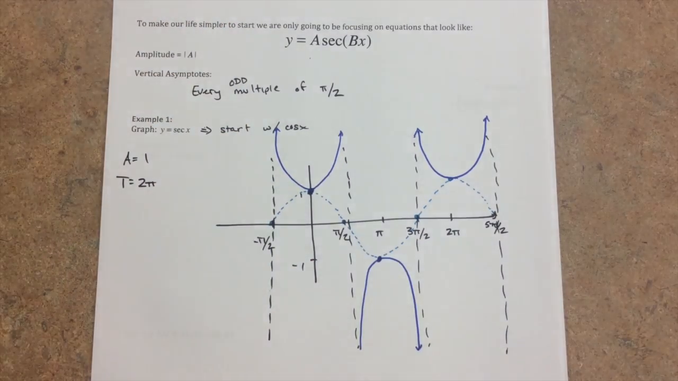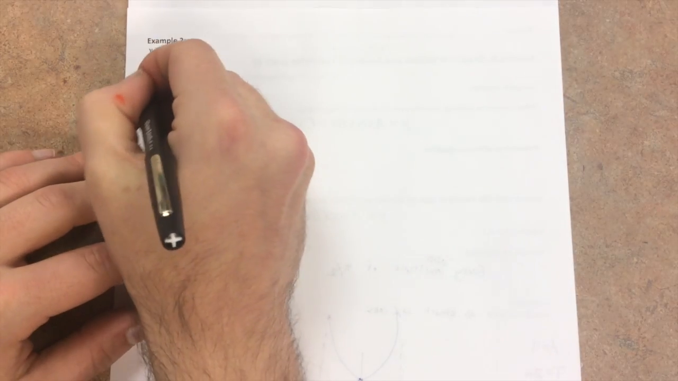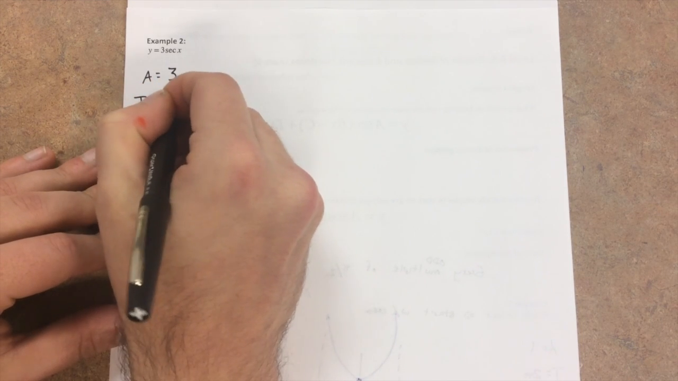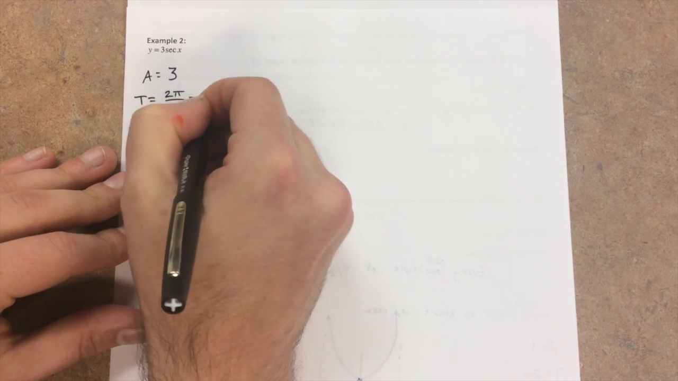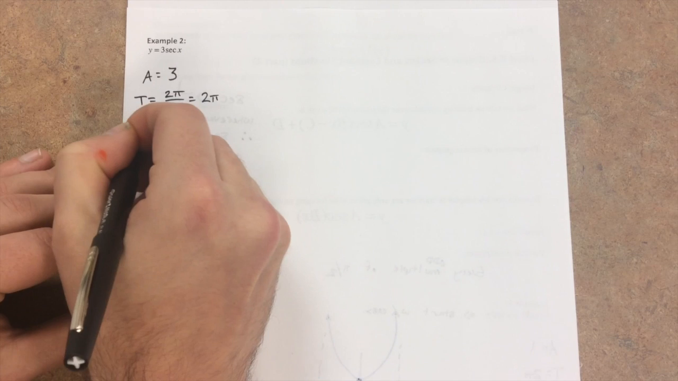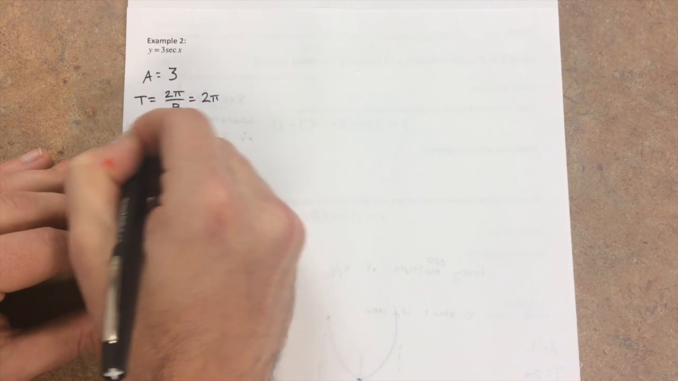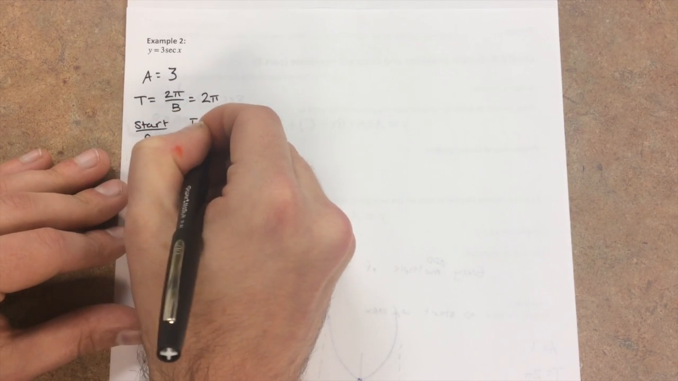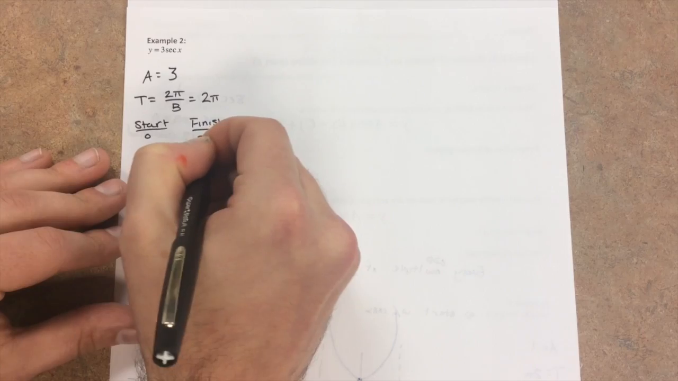So if we flip it over, we're going to try a couple with amplitudes and change of the period. So with example 2, we see that our amplitude, so we always start with amplitude, is 3. Our period is 2 pi over b, so that's just 2 pi. So that means, for our sake, we're going to start at 0 and finish at 2 pi.